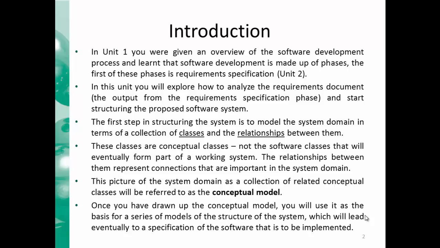As you remember, in Unit 1 we gave an overview of the software development process, and we covered the first phase of this process, which is requirement specifications, in Unit 2. Now, in this unit, we will start to learn how to analyze the requirements document that we produced in Unit 2, and we will start to structure our proposed system.